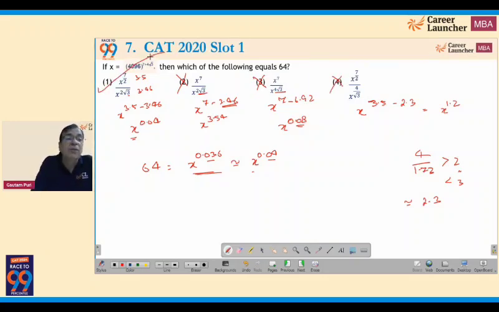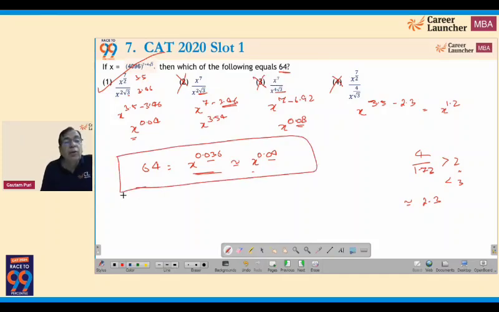There's a typical question which you should be happy using a calculator for if you need to. After all, what I have done is, the question wanted to know what is 64. I calculated 64 to be approximately x to power 0.036 and checked the choices accordingly.